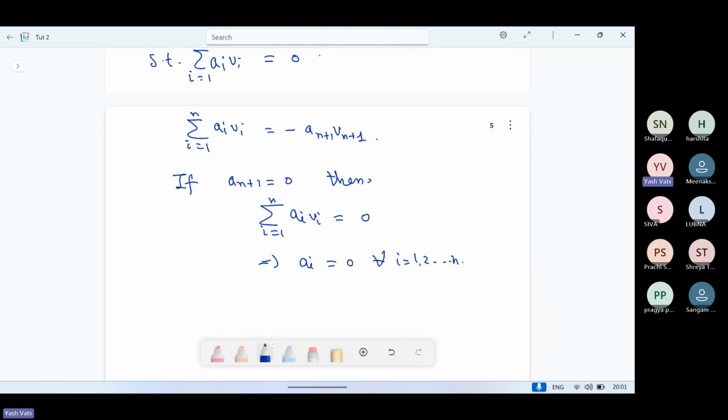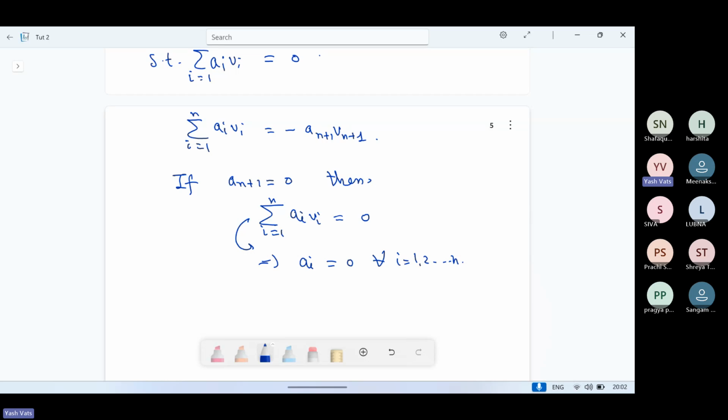So why is this 0? Why does this happen from this to this? Anyone? If the summation of a_i v_i is 0, then why are the a_i's 0? What's the reason behind it? Like, they are elements of a basis.